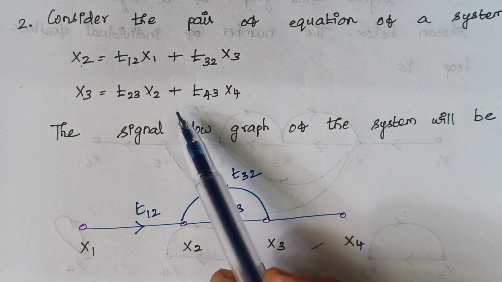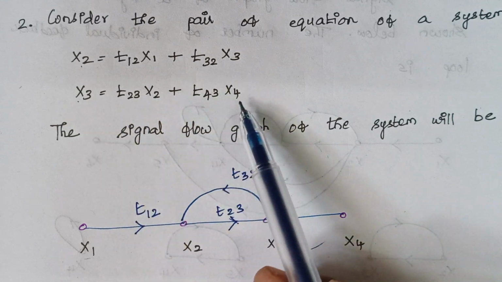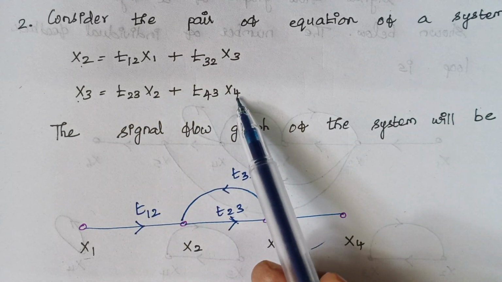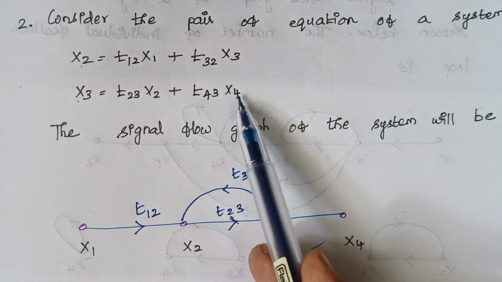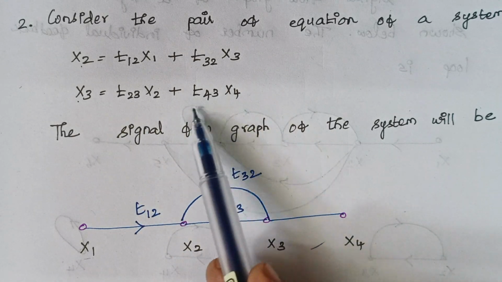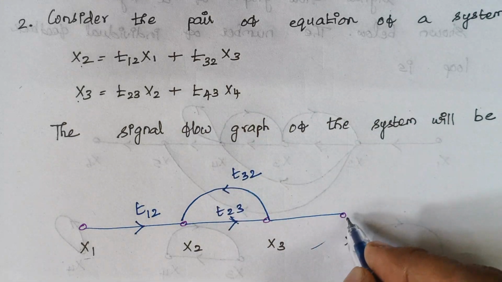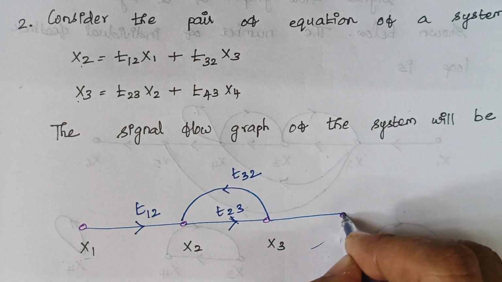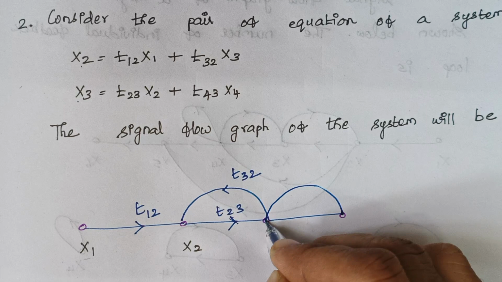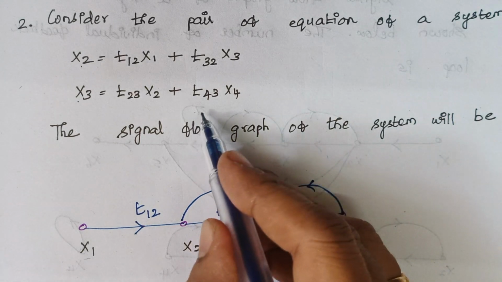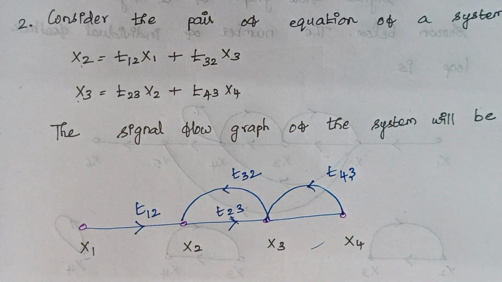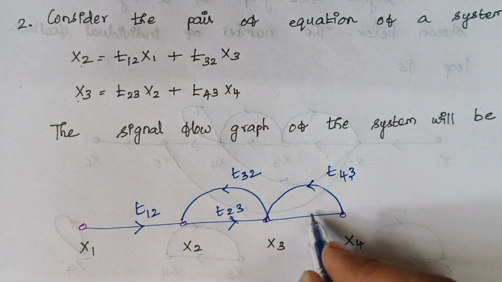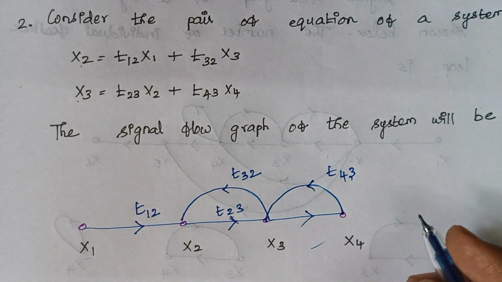t23. And the next thing is, again x3 and x4 are interconnected, right? So again to x3 from x4, that is a gain path of t43. So from x4, you have to draw a path to x3, and here the value of gain is t43. So finally, this is our signal flow graph.